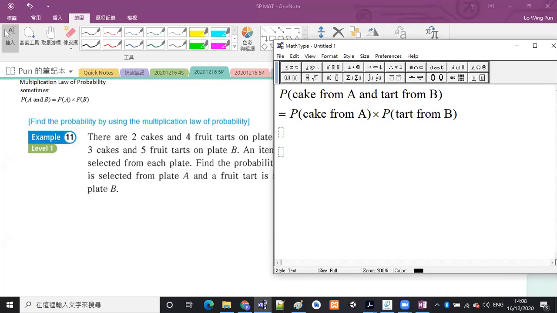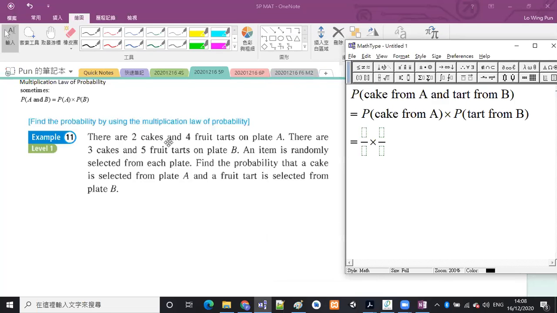So what is the probability of choosing a cake from A? Now it is a probability times another probability. Choosing an item from plate A: how many items are there for us to choose from plate A? There will be 2 cakes and 4 fruit tarts on plate A.